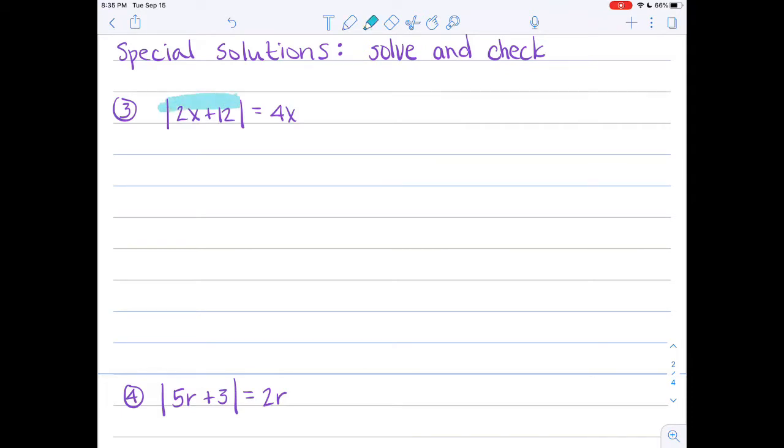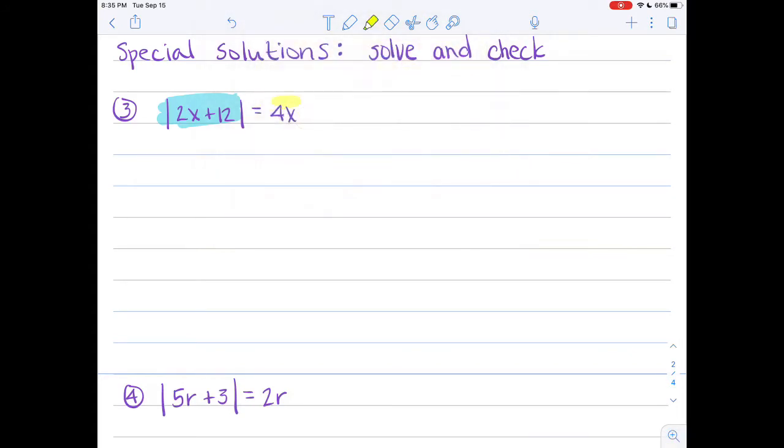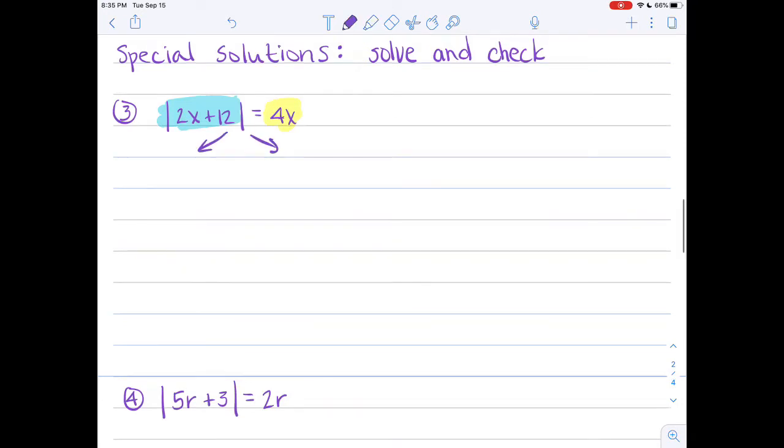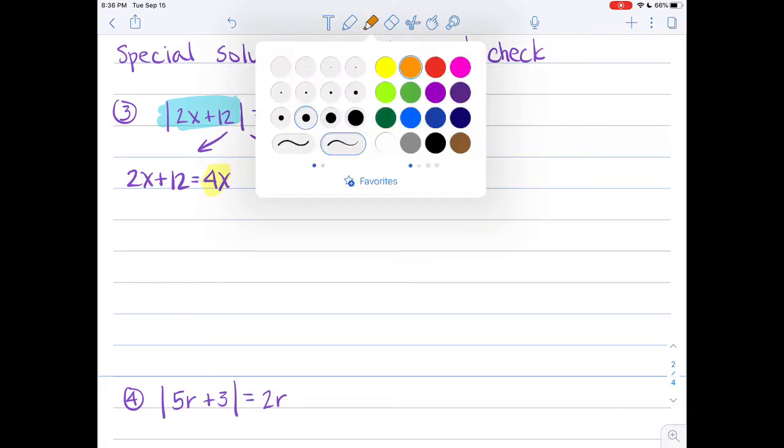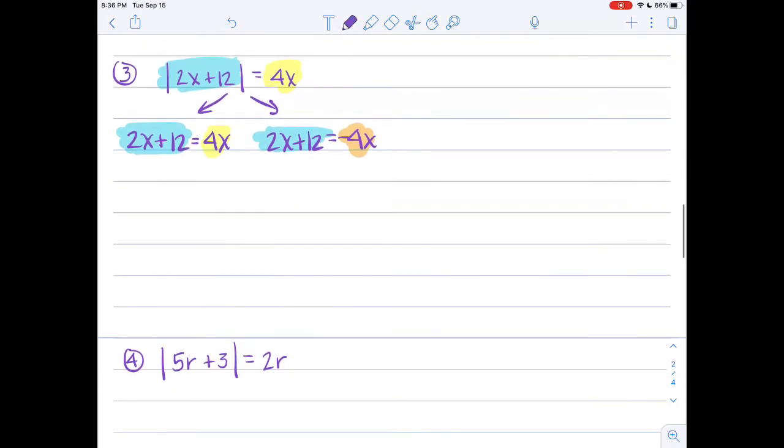We'll start out the same way. So we can isolate our absolute value on one side. In fact, it's already been done. And our solution, notice that it has an x in it. It's 4 times x. Let's go ahead and break into our two different equations. So we will have 2x plus 12 is equal to 4x, or 2x plus 12 is equal to negative 4x. Again, identifying a positive and a negative solution based on our original isolated absolute value that is now two separate linear equations.